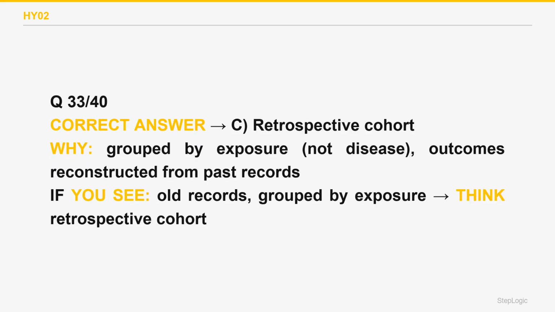A case control study would define groups by disease status, cancer versus no cancer, and look back at exposures, which is the opposite starting point. Choice B wrong. A prospective cohort enrolls before the outcomes occur and follows forward in real time, whereas here the cancers have already happened. Choice A wrong. Grouping by past exposure with outcomes already in is a retrospective cohort.